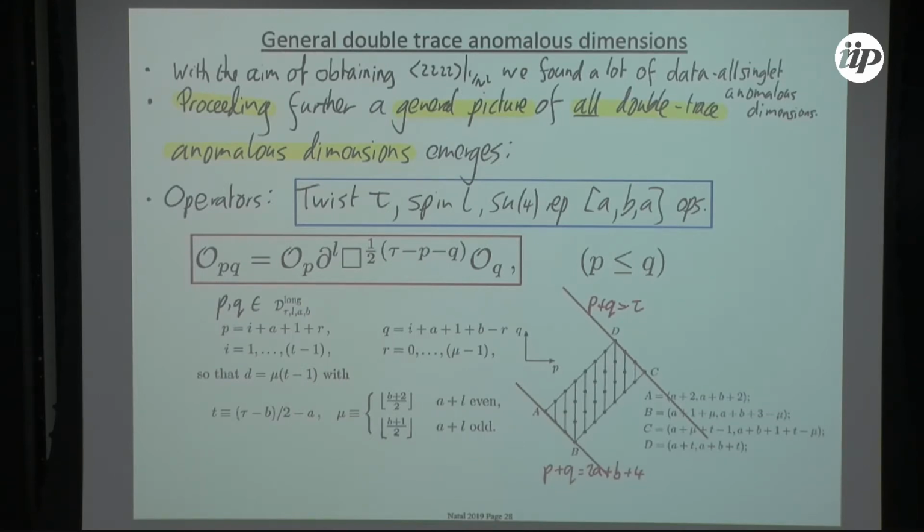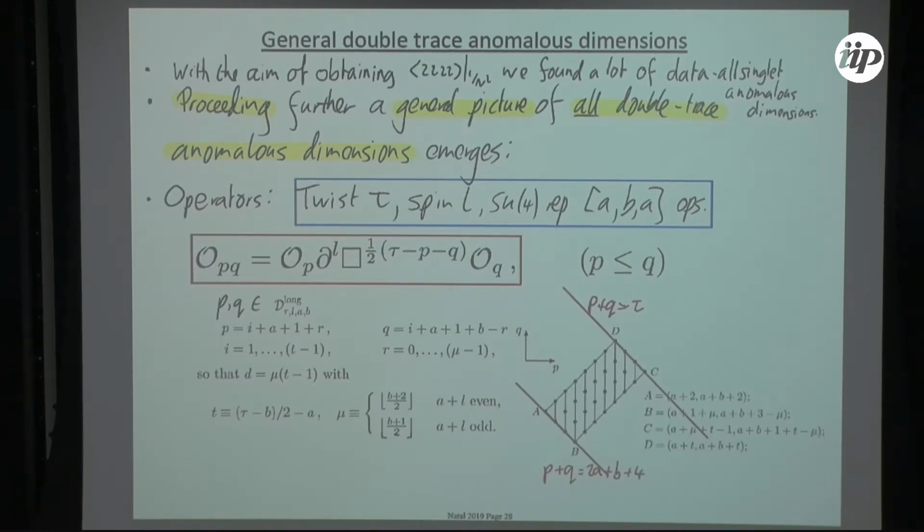Okay. So as we've seen, there's a lot of data that we found along the way. Not all of it was needed for the actual calculation, but we then thought, well, let's try and find more data. In fact, since we found all singlet anomalous dimensions, let's try and look at all double trace anomalous dimensions. So in order to do this, you need to look at different block expansions of different correlators.